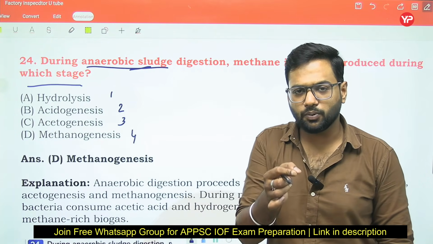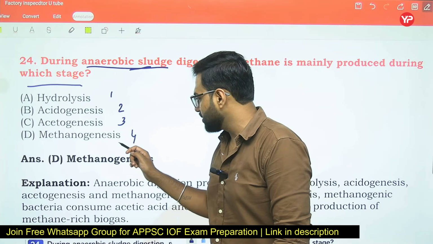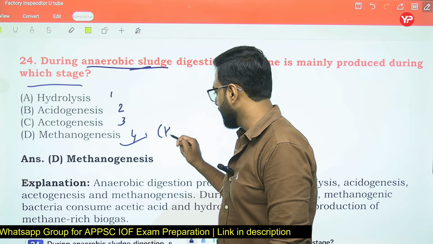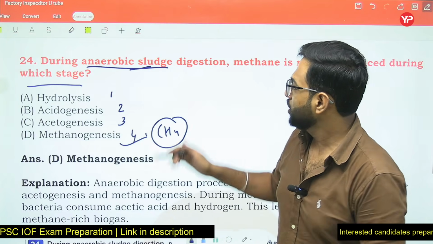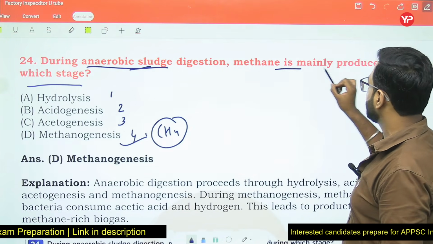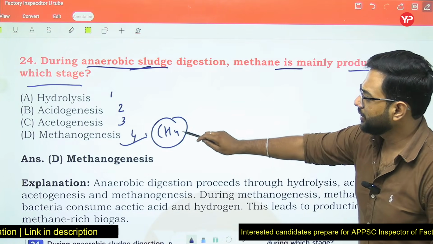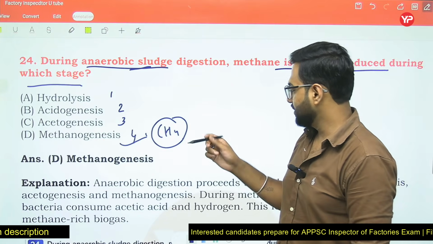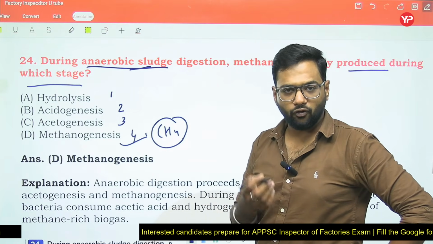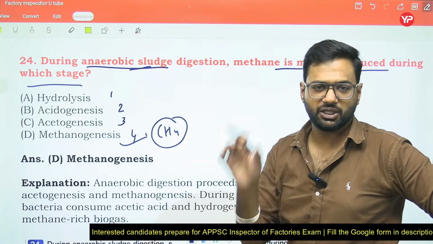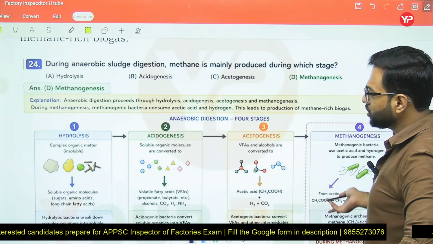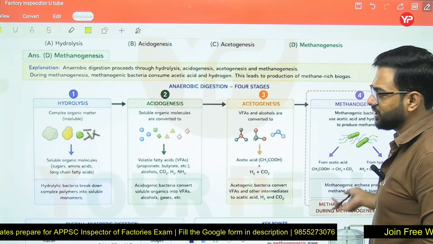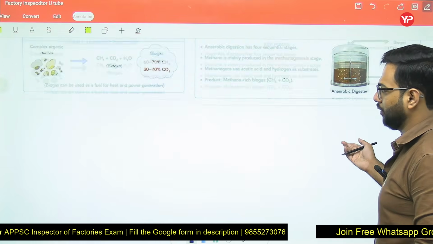When the methanogenesis process is there, methane formation will be there, and ultimately when methane formation is there, that means decomposition is completed. So during anaerobic sludge digestion, methane is mainly produced during this methanogenesis process, and that is formed by the methane formers that work in the narrow pH range of 6.5 to 7.5, friends, right? So just remember, all these stages are written in sequence, very important points.